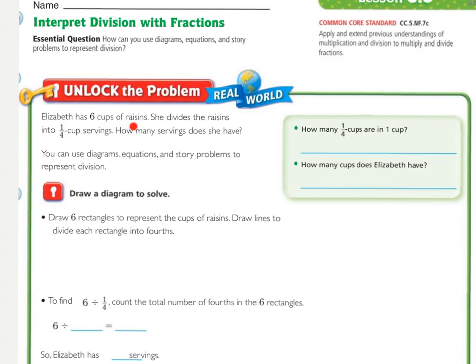Elizabeth has 6 cups of raisins. She divides the raisins into 1/4 cup servings. How many servings does she have? Underline what you're being asked to find, circle the important information, and make a little mark with the words that tell you if you're going to be adding, subtracting, multiplying, dividing. In this case, we know it's division, so what words would give you the clue that it's division?